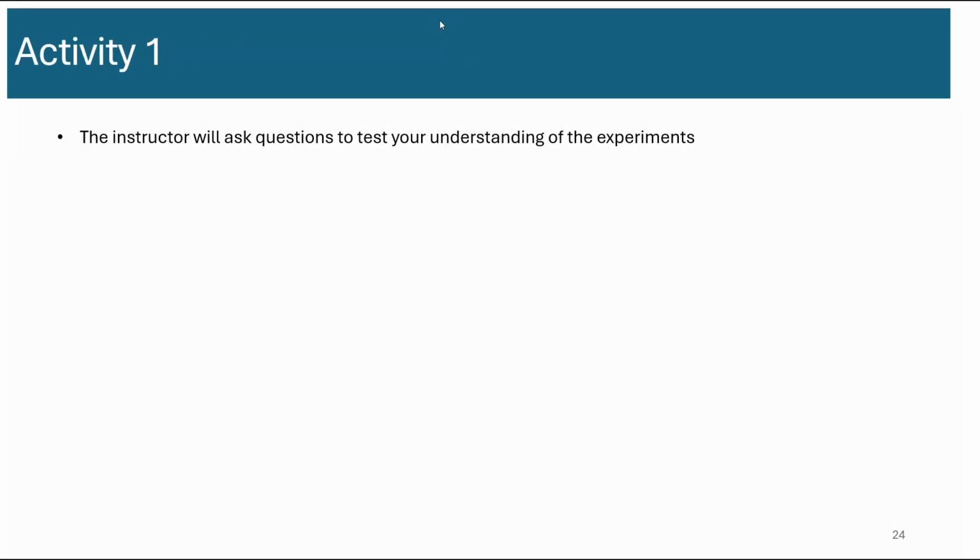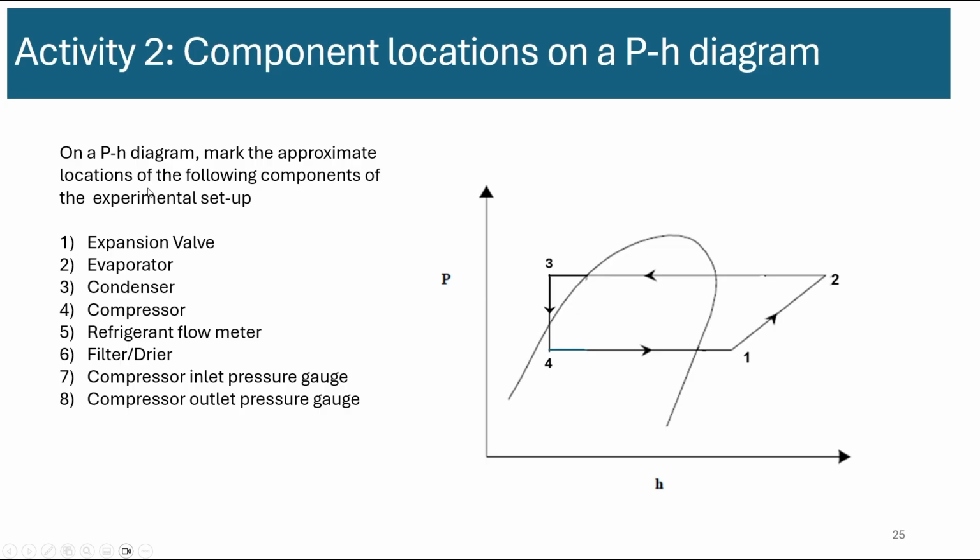All right. Activity 1 is basically the instructor will be asking you some questions after the end of the experiments to test your understanding of the experiment. Activity number 2 is basically you can pick a pH diagram, right, with the vapor compression cycle that looks something like this. Then you have to mark the location of these components that are in your lab setup, where they are located on this pH diagram, right?